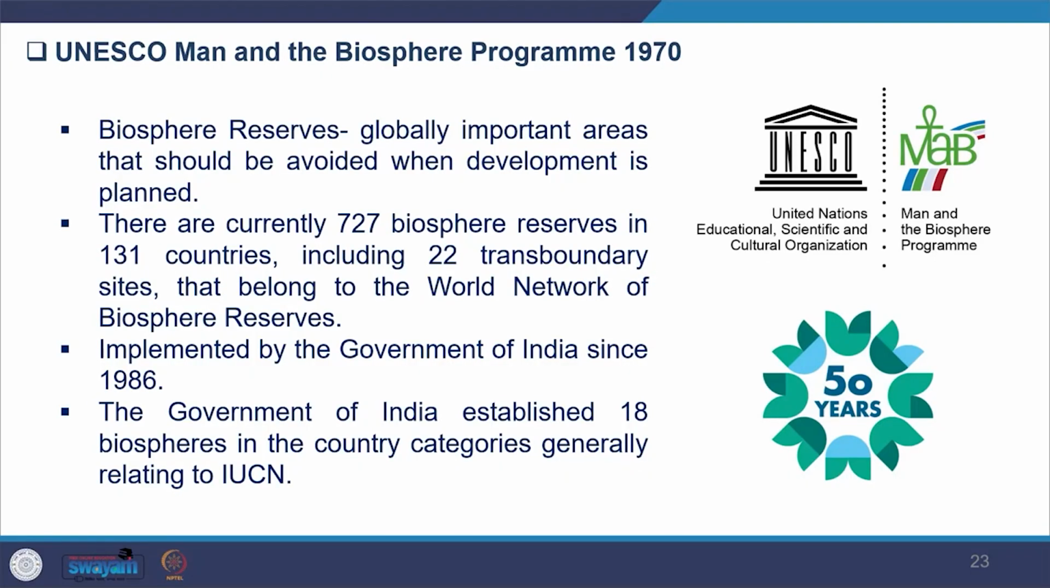The Man and Biosphere program has been implemented by the Government of India since 1986. So we have been involved in this. The first biosphere reserve of the world was established in 1979. According to UNESCO, there are currently 727 biosphere reserves in 131 countries, including 22 transboundary sites that belong to the World Network of Biosphere Reserves. The Government of India established 18 biosphere reserves in the country, with categories generally related to IUCN. So IUCN provides the categories, and according to that, we have identified them.